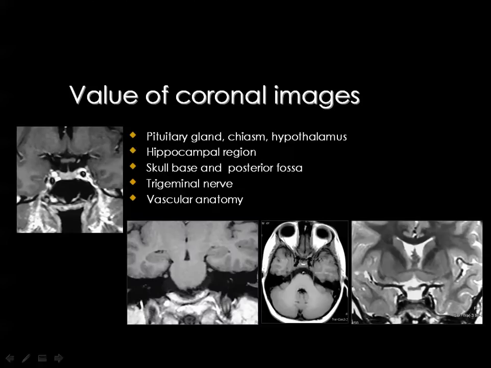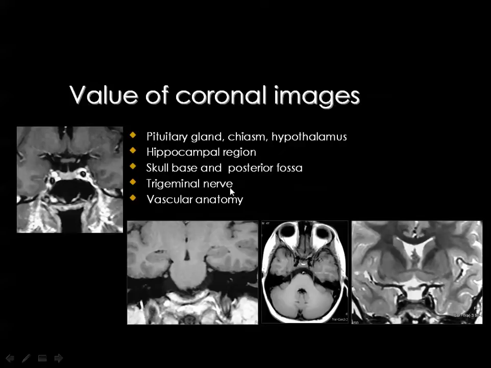The coronal images are not routinely obtained in the regular brain scans, but the coronal images are particularly important whenever you are evaluating the pituitary gland, the optic chiasm, and the hypothalamic area. Also, the coronal images are very important for evaluation of the hippocampal formation.